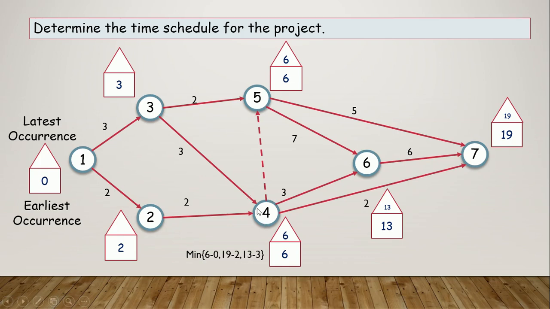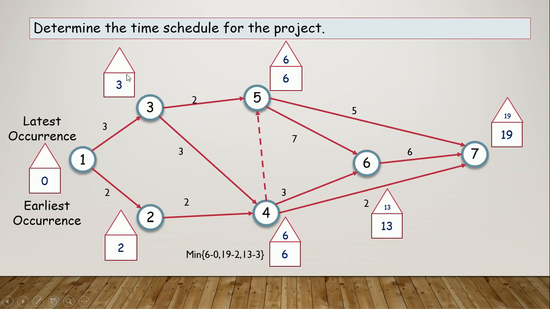Now for 4 there are two activities, sorry, there are three activities, so we have to calculate one by one. 6 minus, for the dummy activity the duration is 0. 6 minus 0, 13 minus 3, and 19 minus 2. So the minimum is 6 minus 0. Put that 6 here.